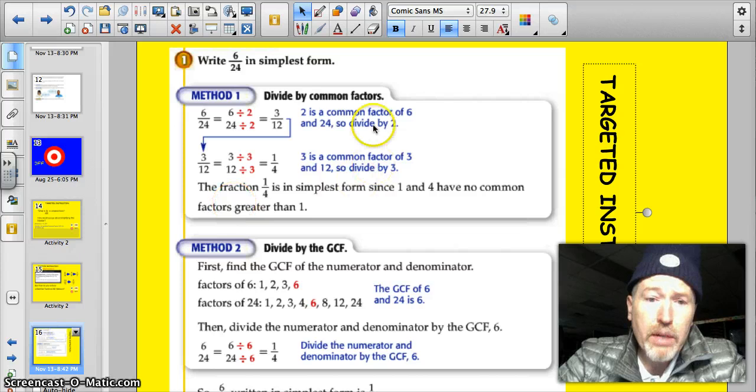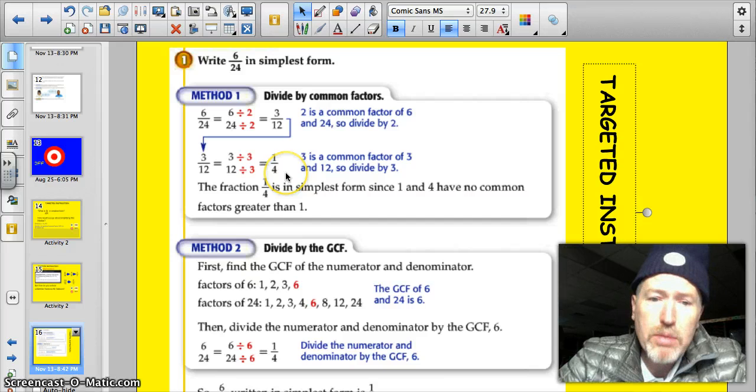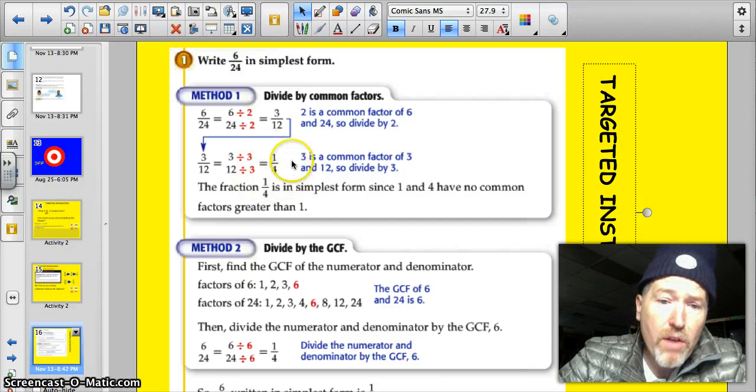Look what the book did. They said we've got 6/24. So they just started dividing by 2. And I do this a lot of times too. So they just did 6 divided by 2 was 3. 24 divided by 2 is 12. But they still weren't in simplest form yet. So then they reduced again by dividing by 3, the numerator and the denominator. So 3 divided by 3 was 1. 12 divided by 3 was 4. It didn't take long, but it took 2 steps to get to that simplest form, which is 1/4 here.